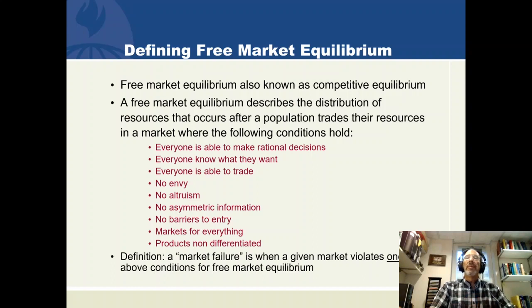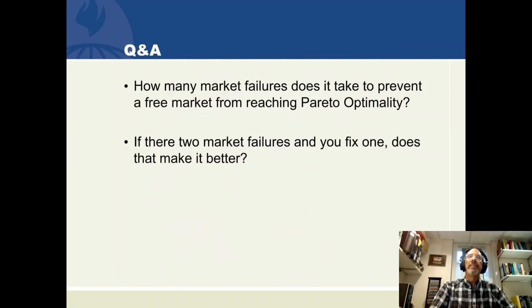So remember that last slide. I want to stress this question. How many market failures does it take to prevent a free market from reaching Pareto optimality? The answer was on the last slide, and the answer is one market failure. If one of these conditions is violated, it's not going to be a free market.